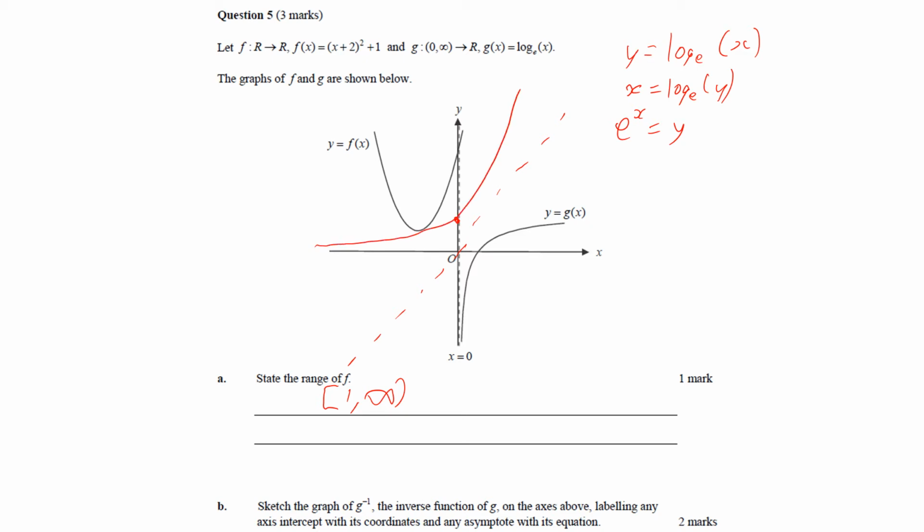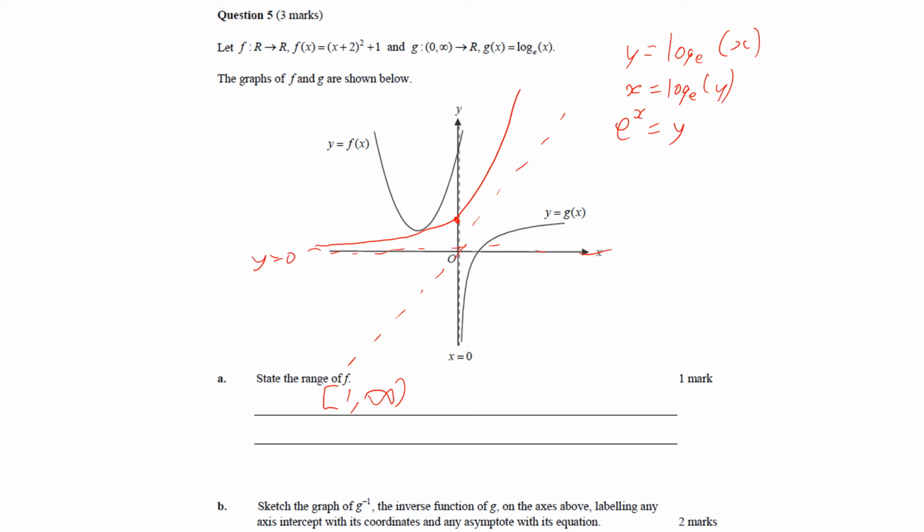There it goes. So I need to label my axis intercepts with coordinates, and an asymptote with the equation. So I can label my asymptote with the equation real quick. There it is. y equals 0. That's one part of it.